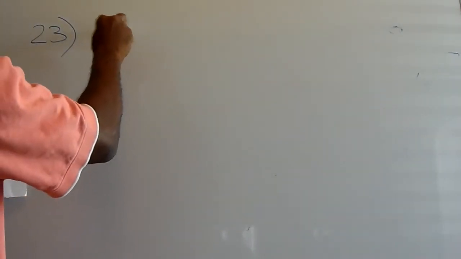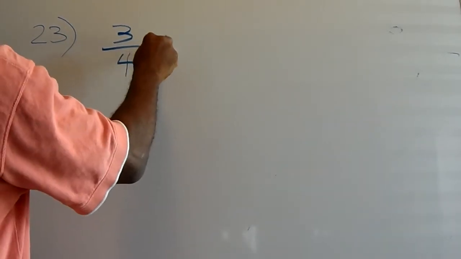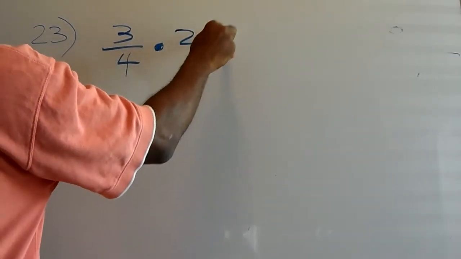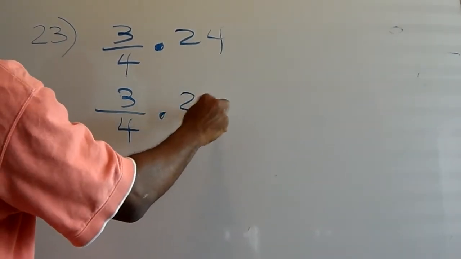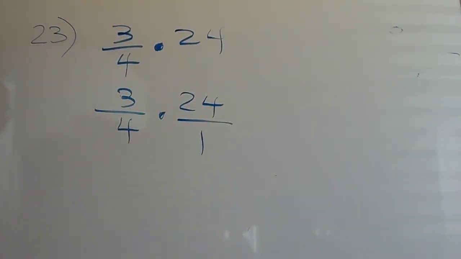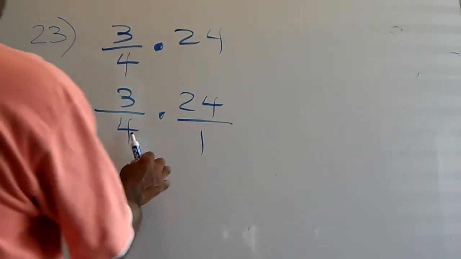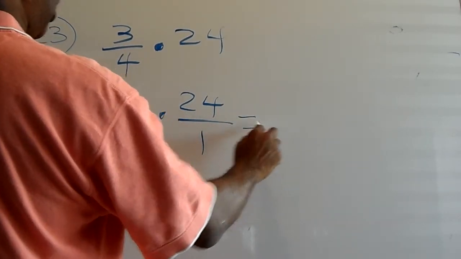Now, we have another equation, another multiplication to do. Number 23 says to multiply 3/4 times 24. We write this as 3/4 times 24 over 1. Okay? And what can we do? We have several options. We can cross cancel here, but I'll go ahead and do it the long way.